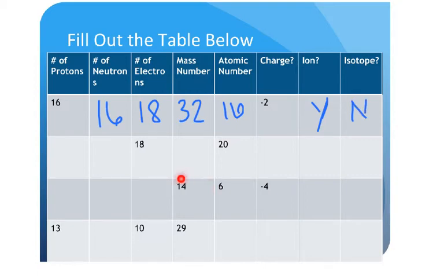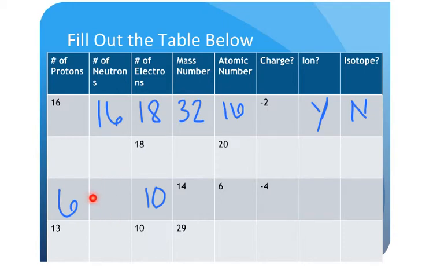I'm actually going to skip to the third one, so we can do that one together. Alright, I know that the mass number is 14, the atomic number is 6, and the charge is negative 4. Since I know the atomic number is 6, immediately I know how many protons I have, which is also 6. Since the charge is negative 4, that means I have 4 extra electrons than I do protons. And so if I have 6 protons, that means I have 10 electrons.